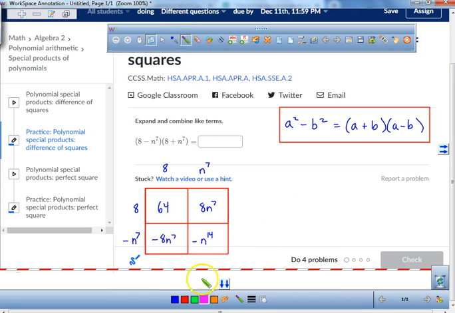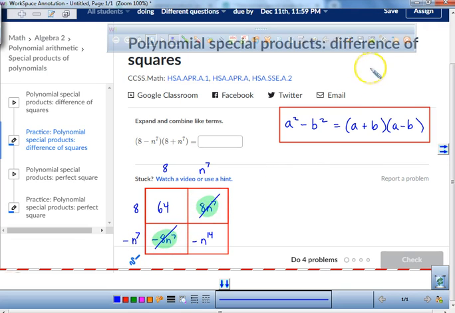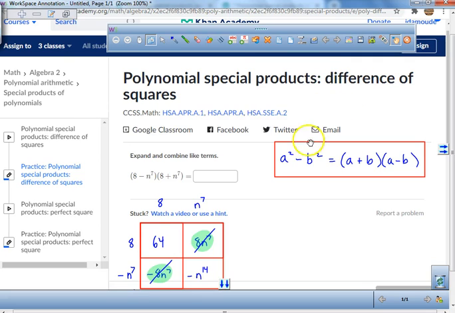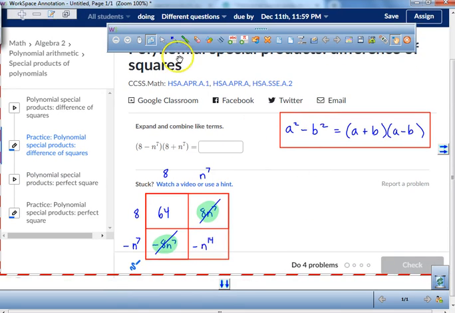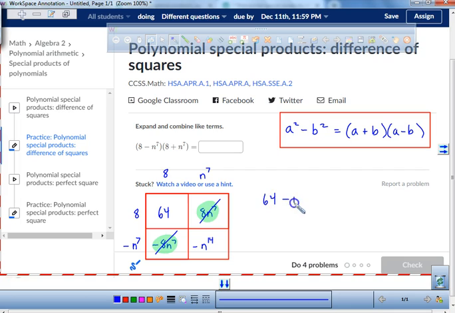Now, when you do it this way, what do you guys notice about those right there? What's going to happen? Yeah, they're going to cancel out, and that's what happens when you guys have what's called a difference of squares, every single time. So what are the only two things that you're left with? The 64, right? And the minus n to the power of 14. That's all you're left with.